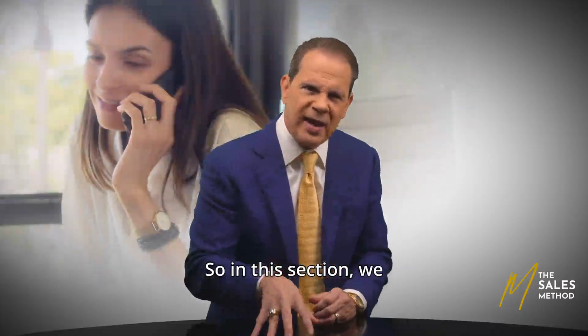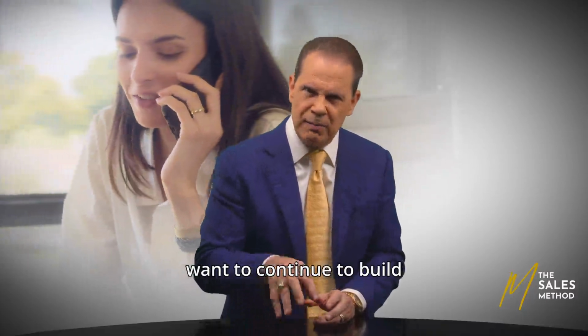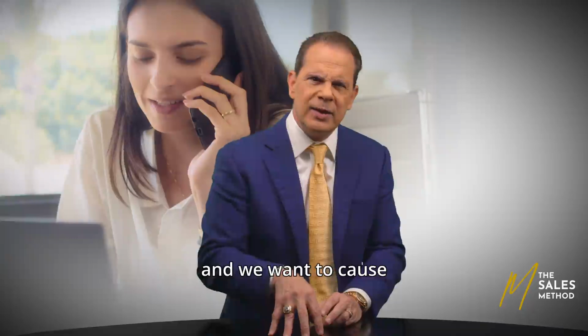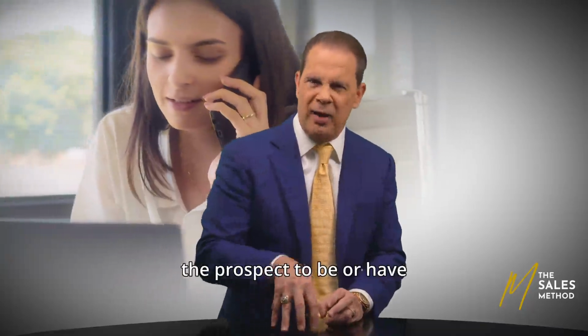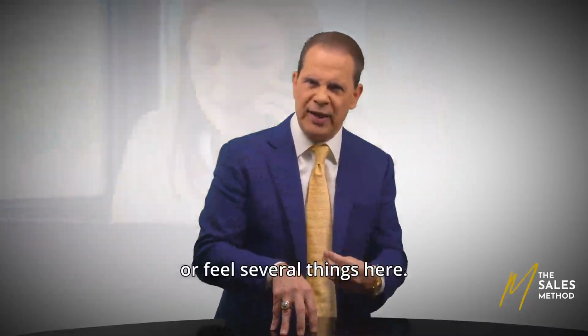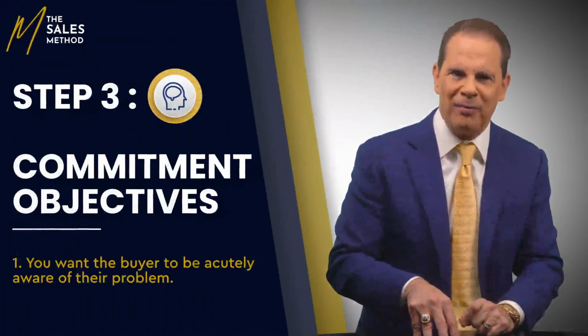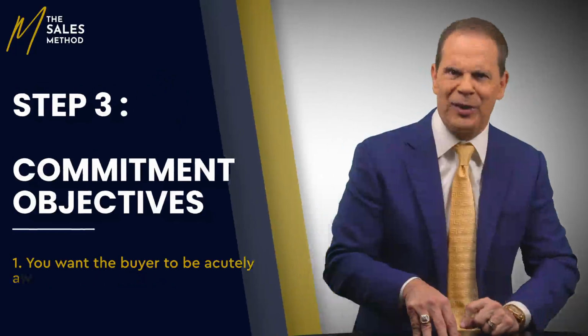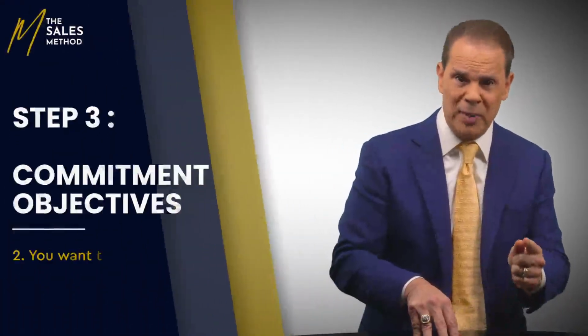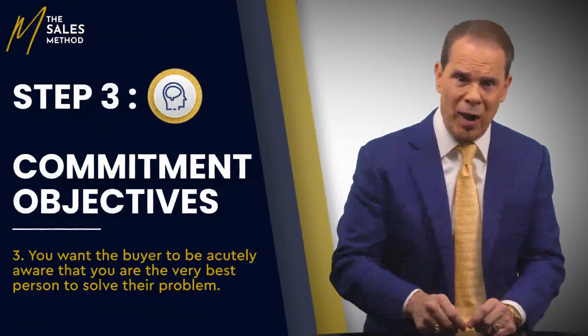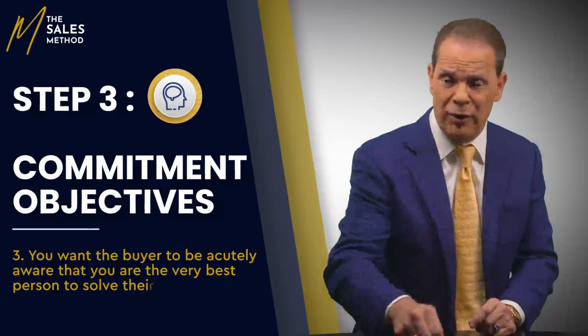So in this section, we want to continue to build and maintain that level of certainty and rapport, and we want to cause the prospect to be or have or feel several things here. Number 1 is we want them to be acutely aware of their problem, that they know exactly what their problem is. We also want them to be aware that we know what their problem is, that I understand it. Third is that I want them to be acutely aware that I'm the very best person to solve their problem.